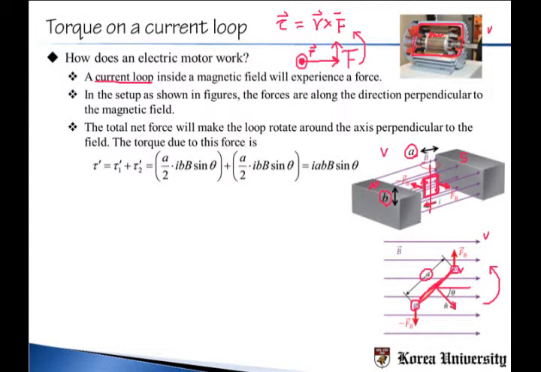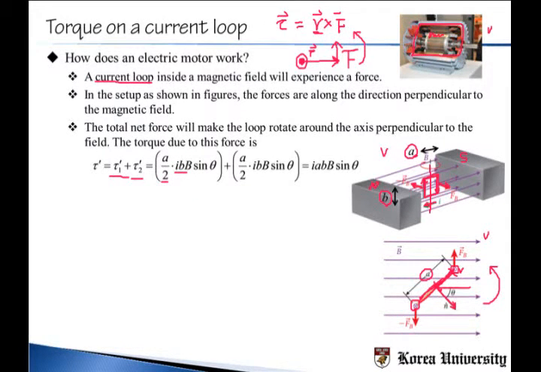Let's try to calculate the torque in this current loop. There are two forces, so we have to calculate two torques separately and then add them together. In this case, what is the distance between the rotational axis and the location where the force is acting? Of course, it is half of A, right? So here half of A corresponds to the size of this R vector. And then how about the size of the force vector?